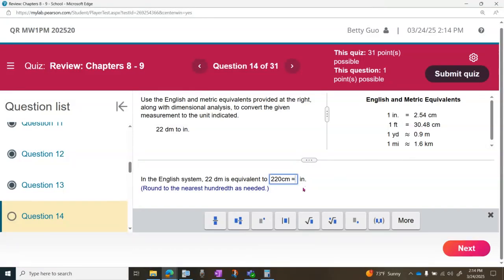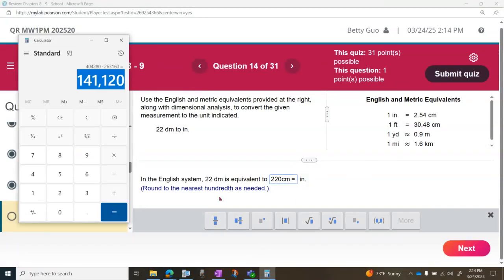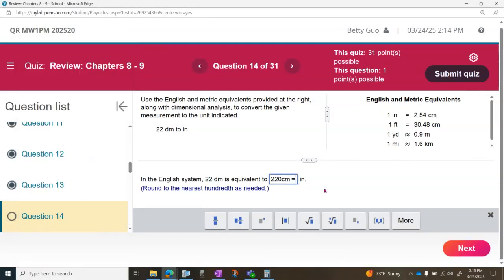So inch is a bigger unit, so we need a smaller number here. How do we get a smaller number? We divide 220 centimeter by the conversion factor 2.54. How do we round it? Round to the nearest hundredths, so keep 2 decimal places. 4 is less than 5, so round it down. 86.61. That's the answer, okay?